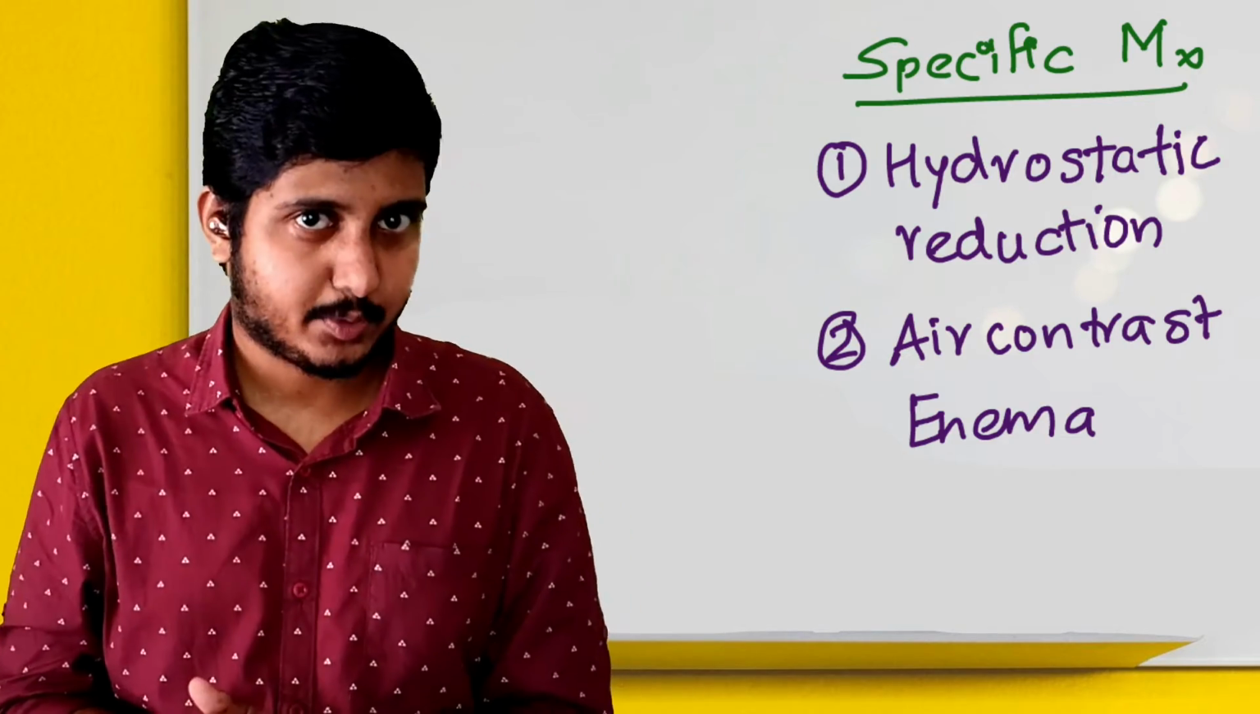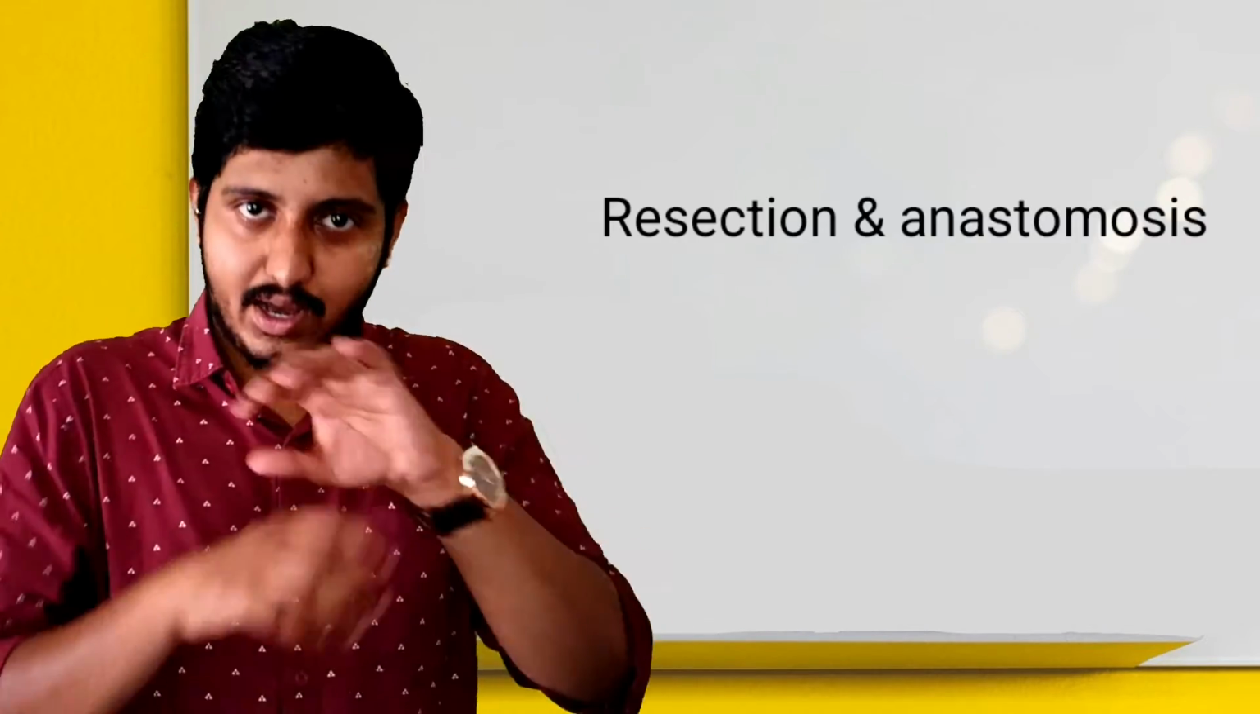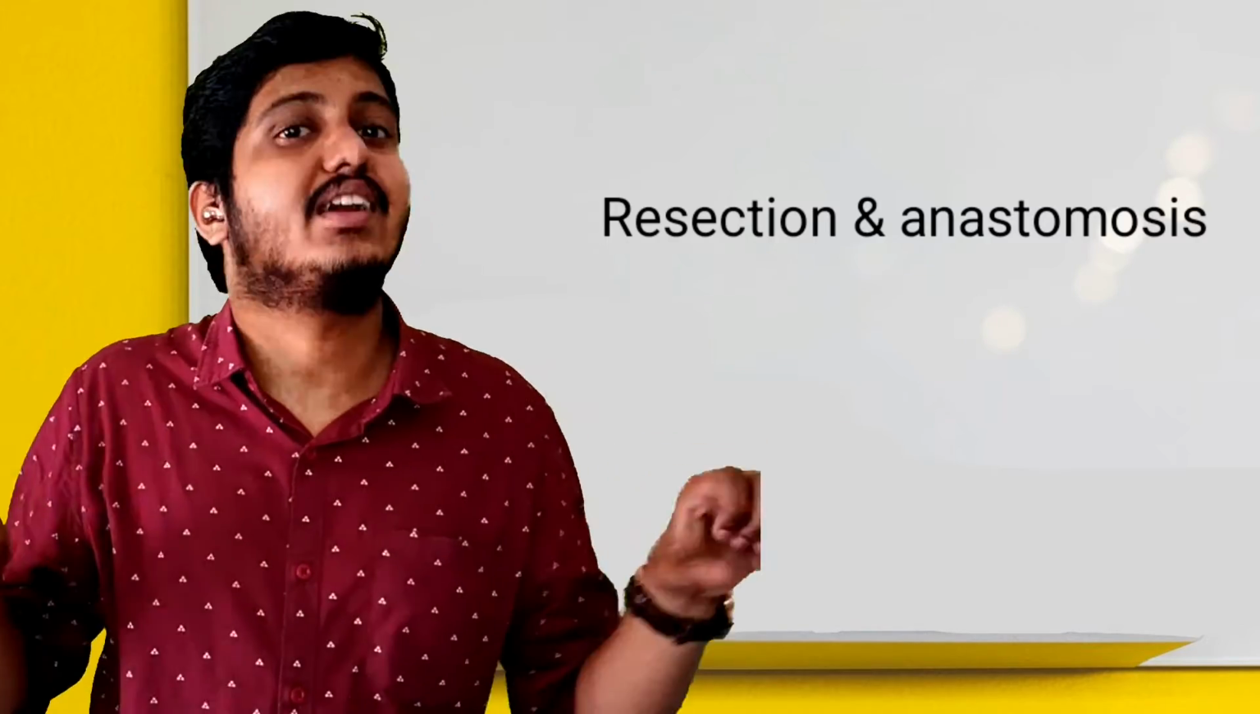Now comes the need for surgical management. In case of adult intussusception, the surgical management is resection and anastomosis: the resection of the intussusception and anastomosis of the remaining bowel.